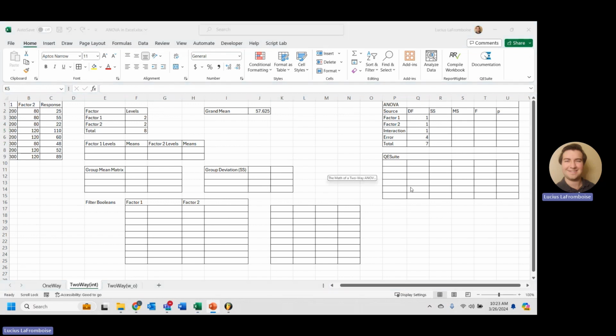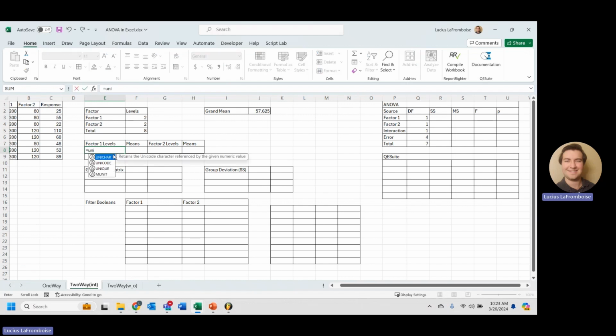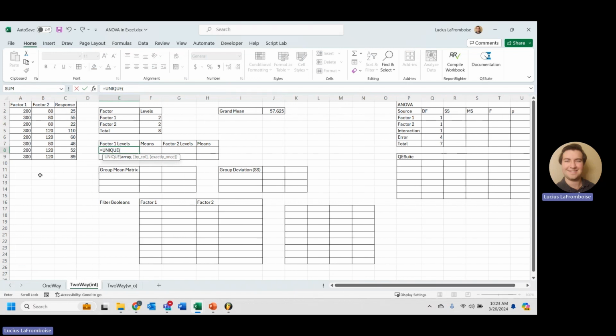Awesome. Now we're ready to start taking a look at the difficult stuff. And it really is difficult. It is the sum of squares. So what we're going to have to do here is get our different factor levels and our different factor level means. So what I'm going to do here is say unique, and this will show you what the unique one does. I'm going to select our factor 1 levels, and we have 200 and 300. And then I'm going to say unique here, and we get 80 and 120.